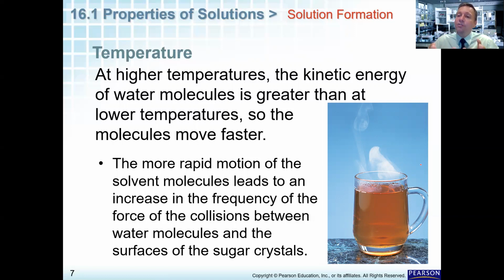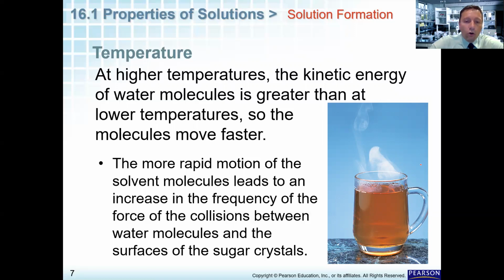And the hotter a substance is, the more rapid the movement of the particles. So with more particle movement, the more contact they're going to have, and thus it increases the solubility, the amount it will dissolve. The solubility is a specific amount for a specific temperature. So let's look at what we mean on that.